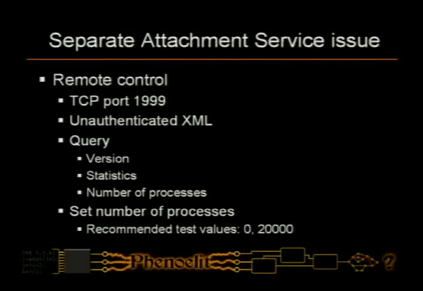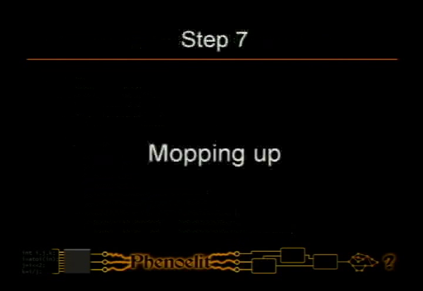If you have the attachment server running separated, you have a control channel that's unauthenticated XML over port 1999, which is just used for querying the attachment service and its performance values. But you can also set the amount of processes that actually parse attachments. And someone forgot to put in limits there, so you can set it to 0. Which of course makes it a happy, boring, not working attachment service. Or you can try how many processes this Windows machine can support at the same time. Mine made it up to 7,000 and then crashed.